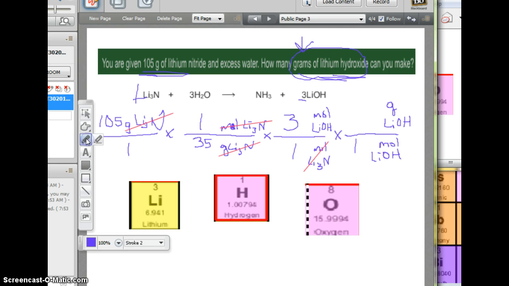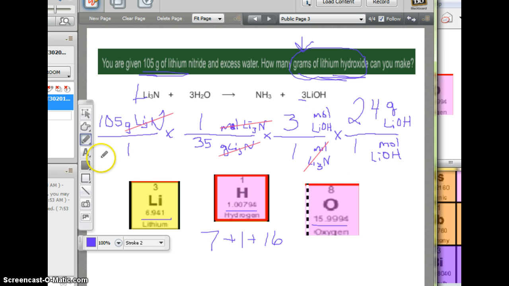Okay, so let's add it up. I have 1 lithium, 1 hydrogen, 1 oxygen. So I have 7 plus 1 plus 16 gives me a total of 24 grams of lithium hydroxide for every 1 mole of lithium hydroxide.